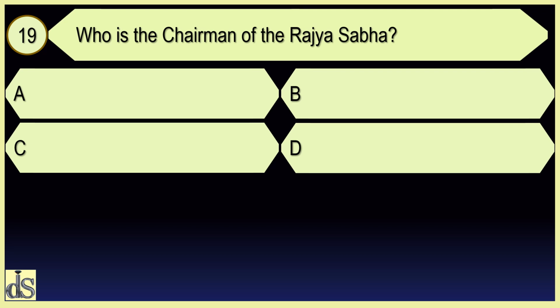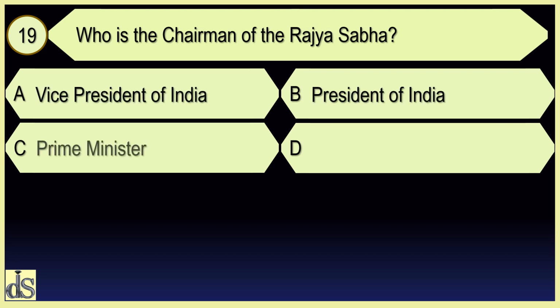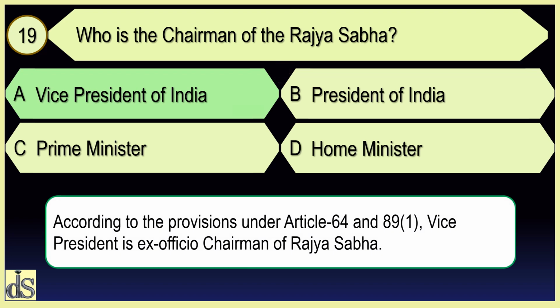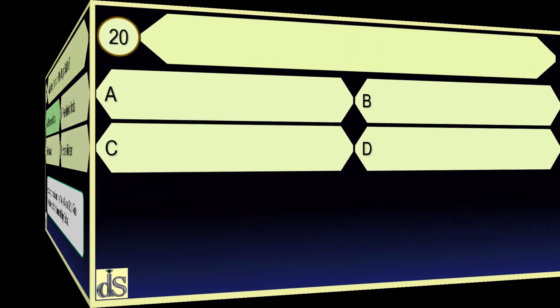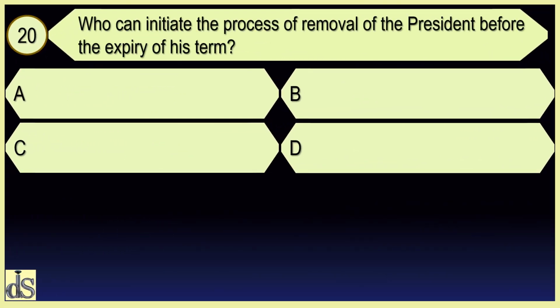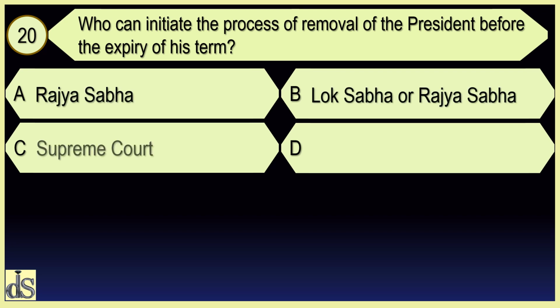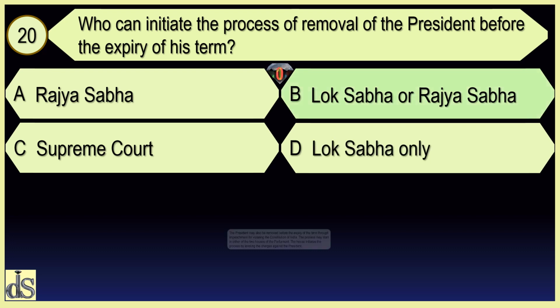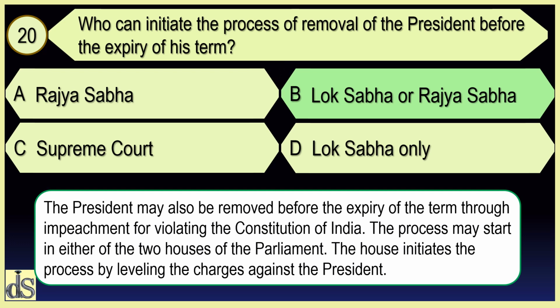Who is the chairman of the Rajya Sabha? Vice President of India. Who can initiate the process of removal of the president before the expiry of his term? Lok Sabha or Rajya Sabha?